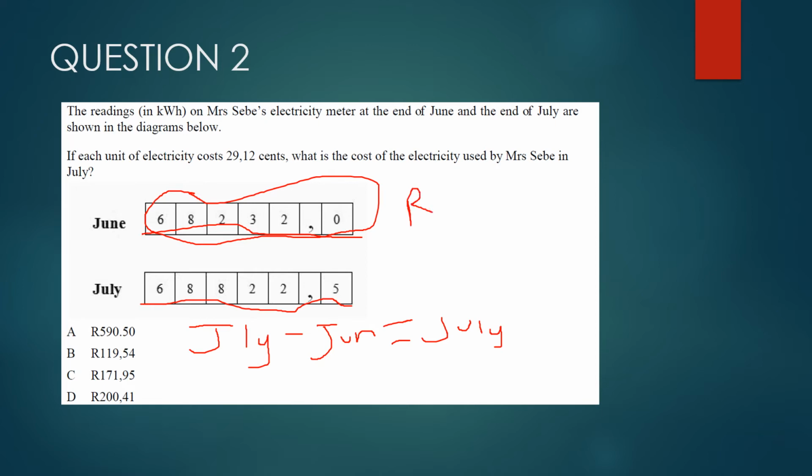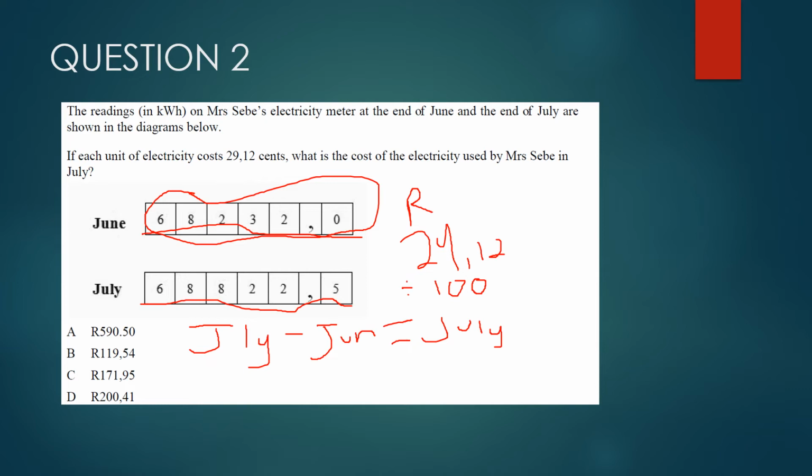Okay, so you're going to say 29.12, and then you divide by 100. Why are we dividing by 100? Because 1 rand is equal to 100 cents.